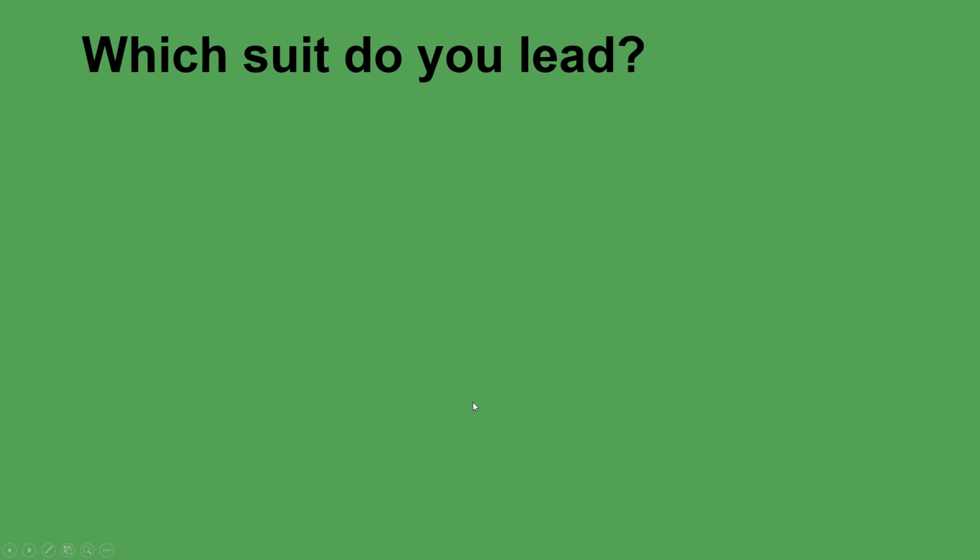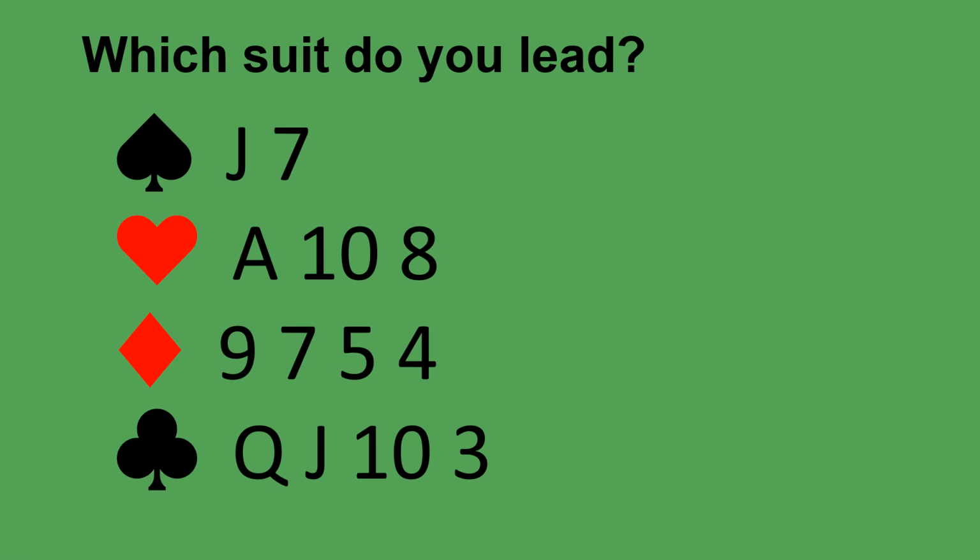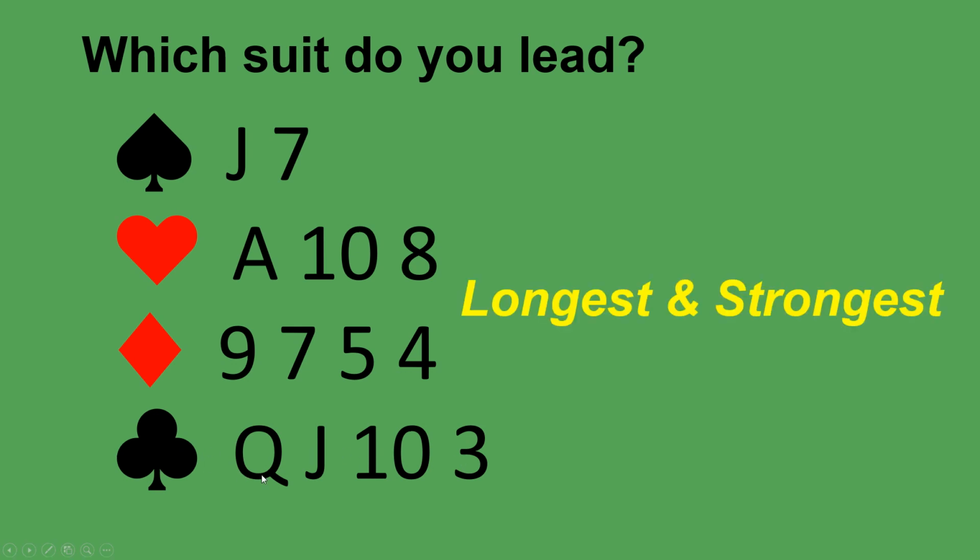Their first task is to choose the suit that they want to play. And they need to choose the suit to lead. And the suit they should lead is their longest and strongest suit. So if this is the person's hand who's going to be leading, he needs to look at his cards and decide which suit is the longest and strongest. And the answer here is that clubs is his longest and strongest suit. He has 4 clubs and he has 2 big cards in the club suit plus the 10 as well. So he would choose to lead a club.